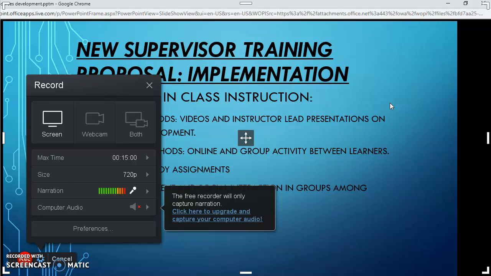The new supervisor training proposal will also include an implementation phase. Again, this will include traditional in-class instruction, which will include expositive methods such as videos and instructor-led presentations on leadership development, application methods, which will include online and group activity between learners, group case study assignments, and active engagement in social interaction in groups amongst the learners in the new supervisor training class.